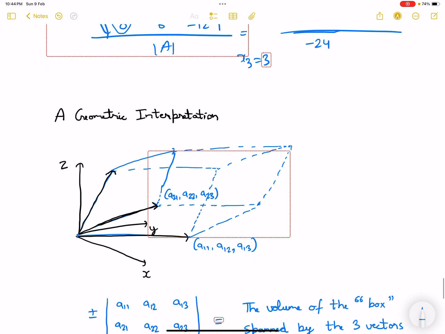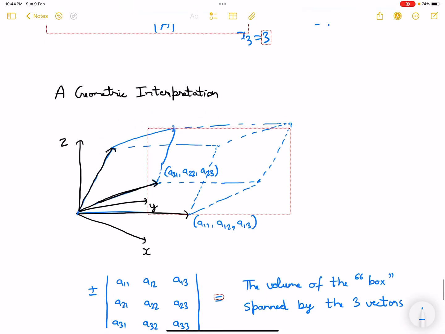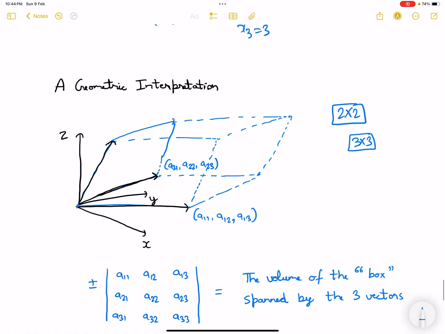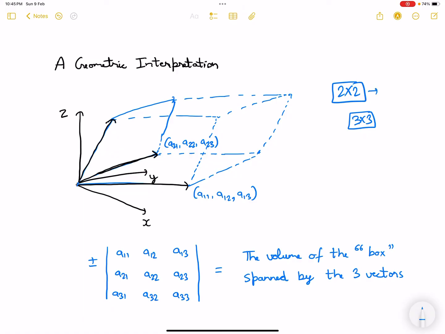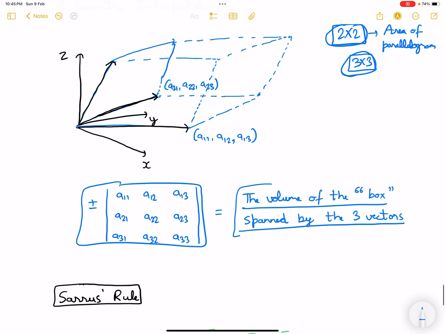Okay, now the geometric interpretation. We have done the geometric interpretation for 2 cross 2 matrix. That was important, so you need to know the proof of that. In case of geometric interpretation for a 3 cross 3 matrix, it is not so important. In 2 cross 2 we were finding the area of a parallelogram. You'll see in the previous video I have explained it in detail. This can come in exam, but for 3 cross 3 you should just know that the determinant corresponds to the volume of the box spanned by the 3 vectors.